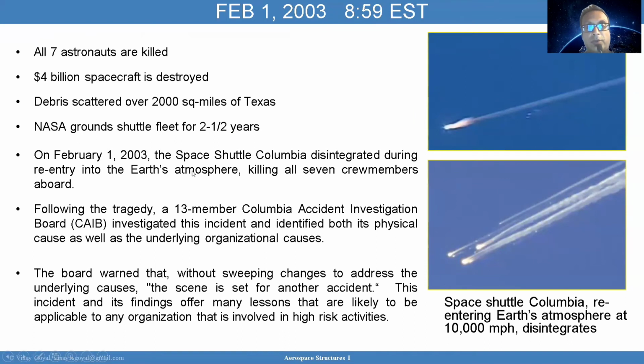On February 1, the space shuttle disintegrated during reentry. And following the tragedy, a 13-member Columbia Accident Investigation Board was initiated, and they investigated the incident and identified both the physical and also organizational causes. The board warned that without sweeping changes to address the underlying causes, the scene is set for another accident. And basically what they're looking for is a culture of safety. This incident and its findings offer many lessons that are likely to be applicable to any organization that's involved in high-risk activities.